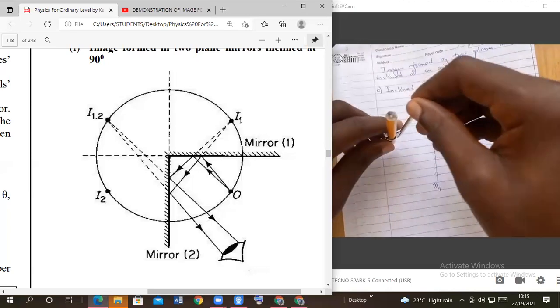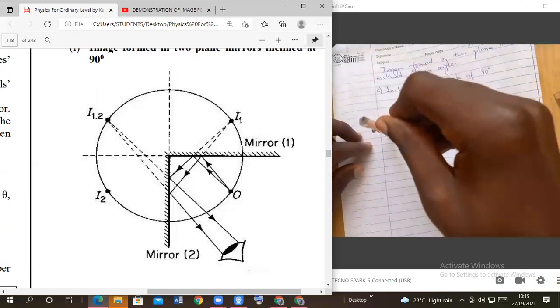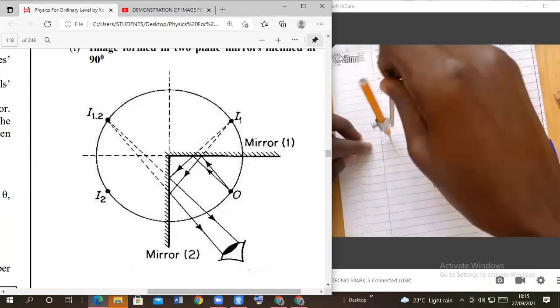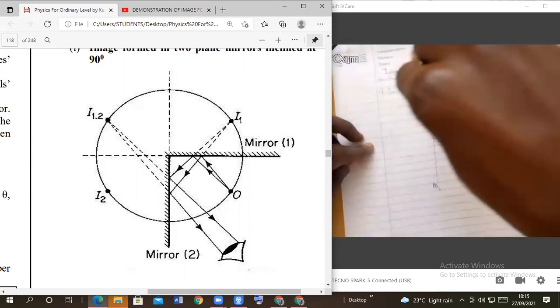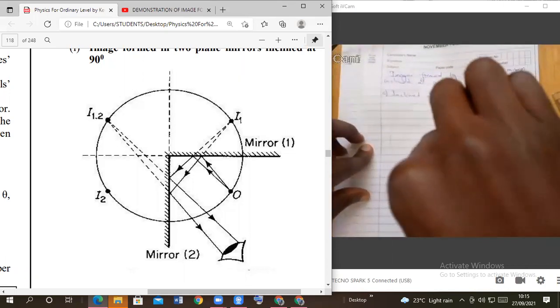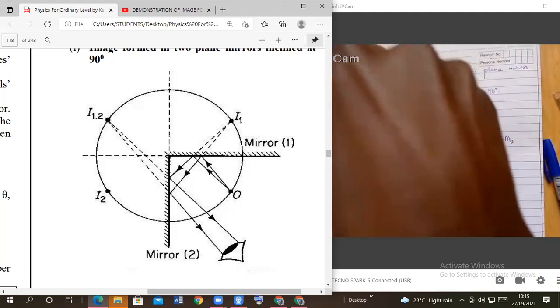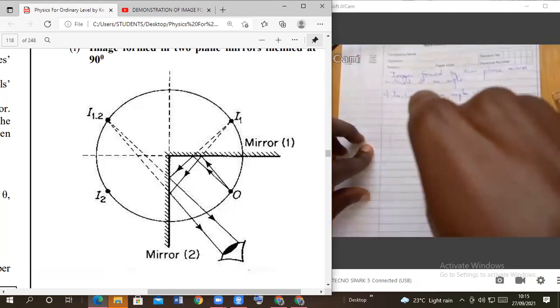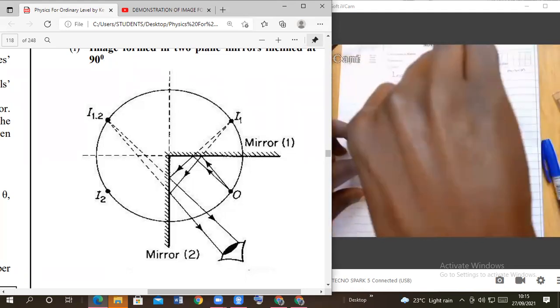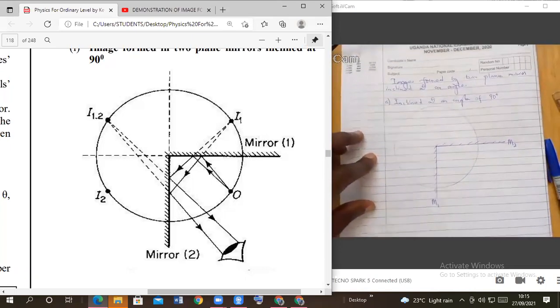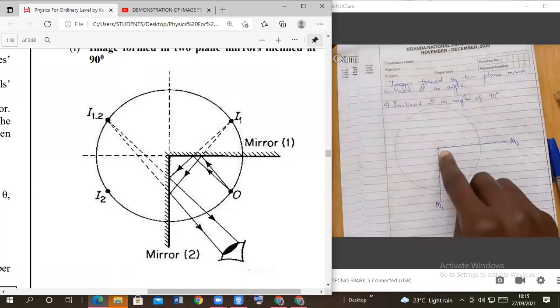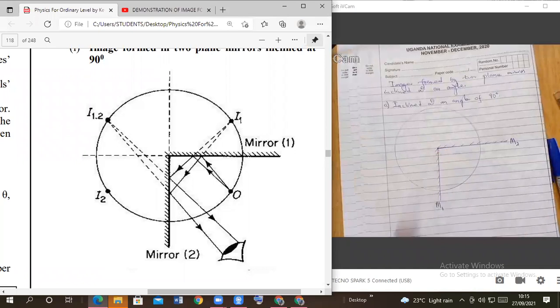Draw it to any radius of your choice, but it must be a suitable radius, of good size. So the center is here. This is the center of our circle.